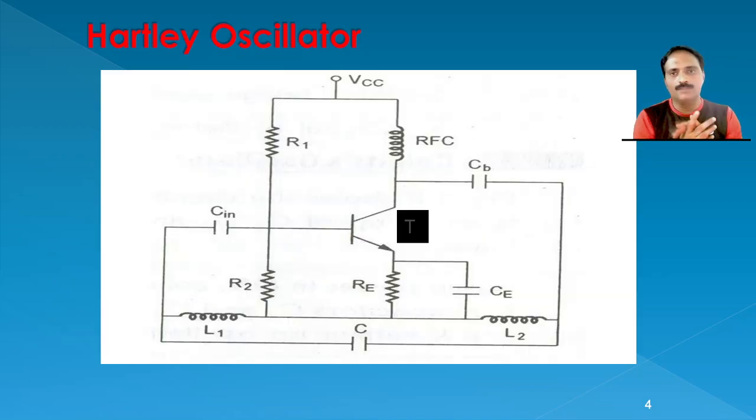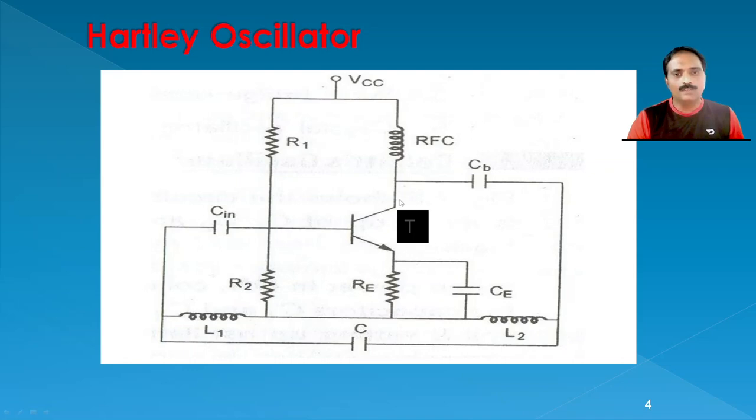This is the circuit diagram of the Hartley oscillator. Let me explain this circuit here. This combination L1, C, L2 forms the tank circuit, and whenever the supply VCC is given, the capacitor will be charged, and once it is charged completely, it discharges through the circuit, forming this path C, L1 and L2, thereby producing the required oscillations to the base circuit of this transistor.